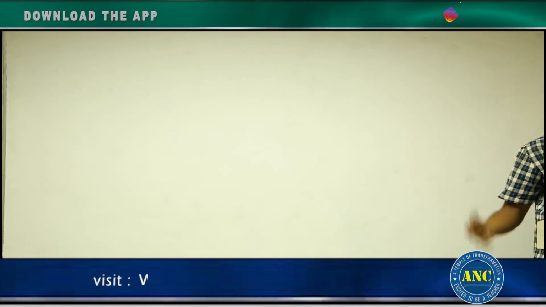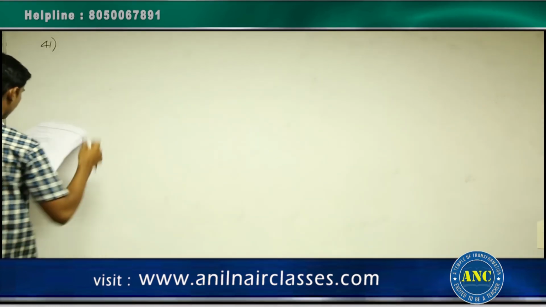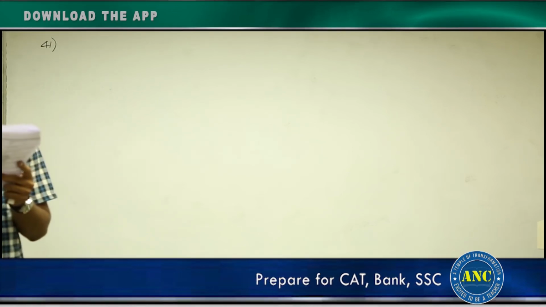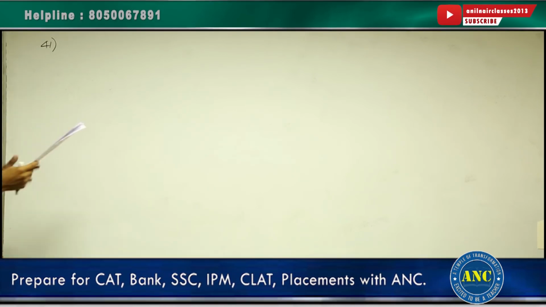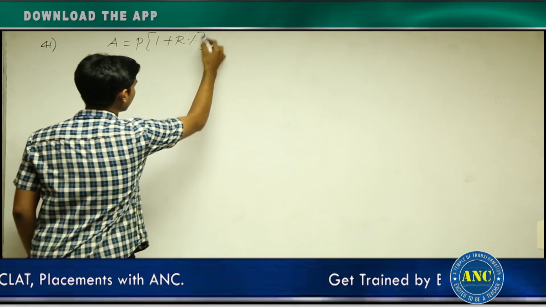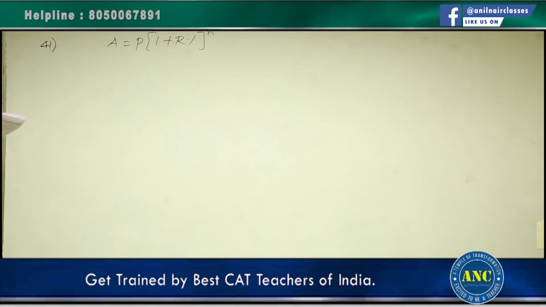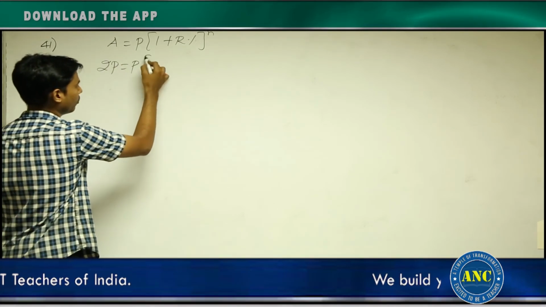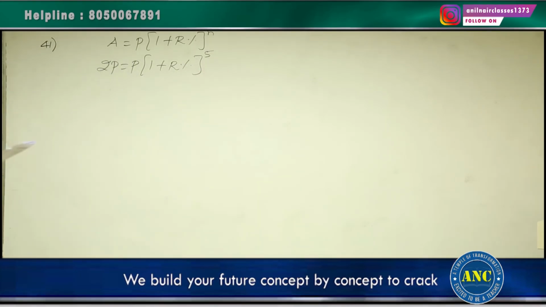Forty-first question. Easy question. A sum of money placed at compound interest doubles itself in 5 years. In how many years will it become 8 times of itself at the same rate of interest? See here. In compound interest, amount is given by P into 1 plus r percentage to the power of n. The sum doubles in 5 years, so the amount becomes 2 times the principal when the number of years is 5. That is what your first statement says.